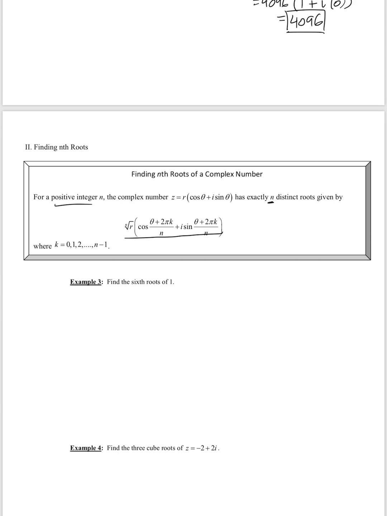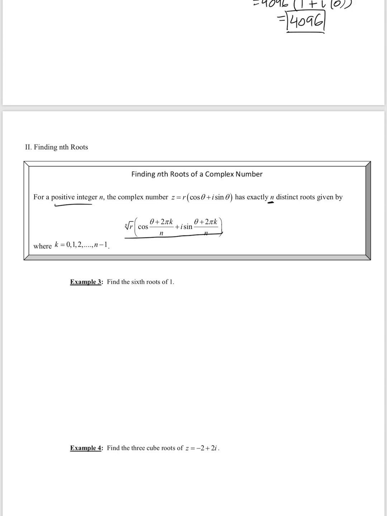So the nth root of r times the cosine of theta plus 2 pi k over n, plus i times the sine of theta plus 2 pi k over n. Now you should recognize 2 pi k as a multiple of 2 pi, when we talked about that in previous sections. So adding 2 pi k gave us the general solution for our trigonometric equations.